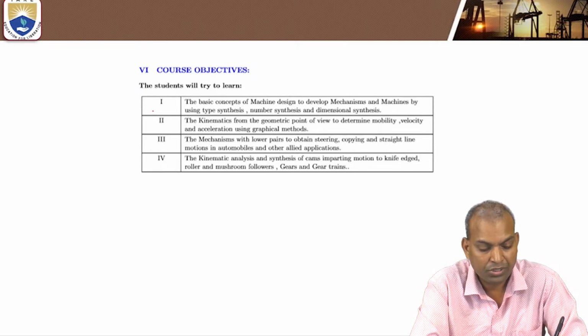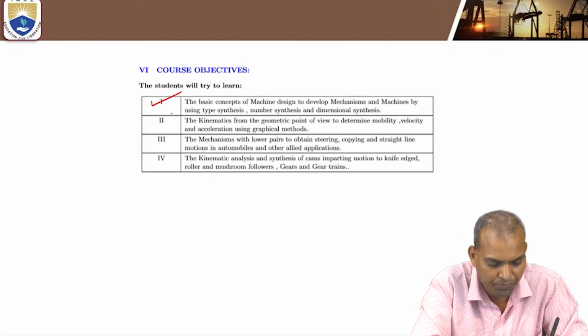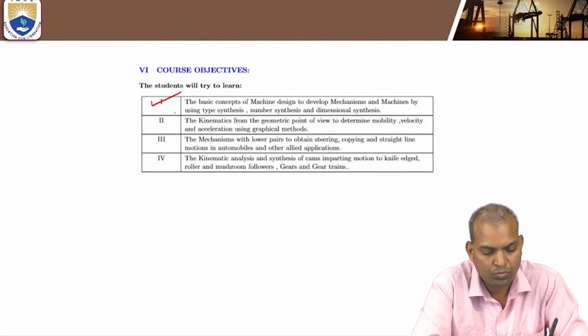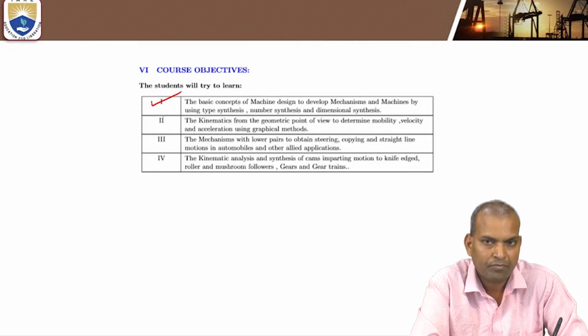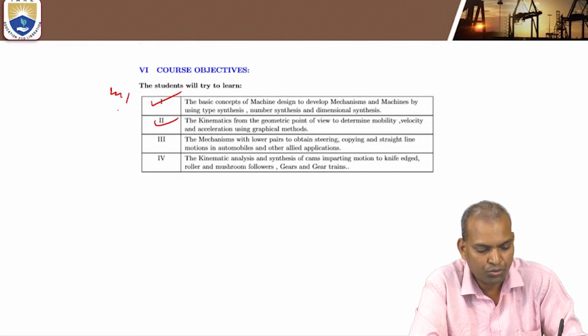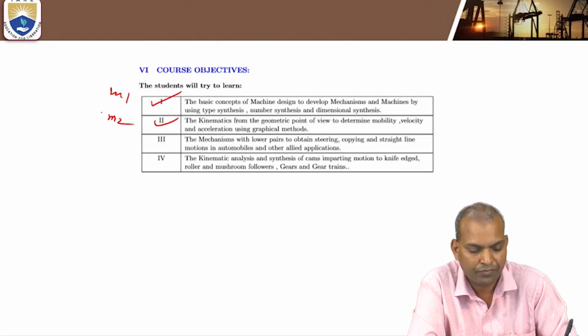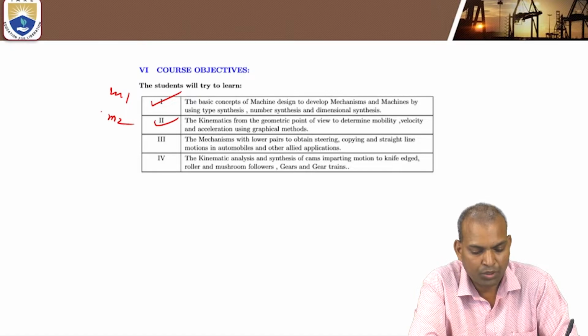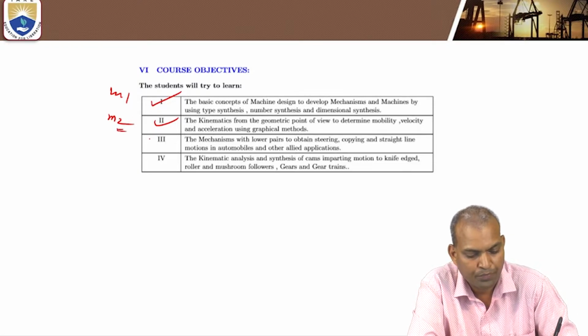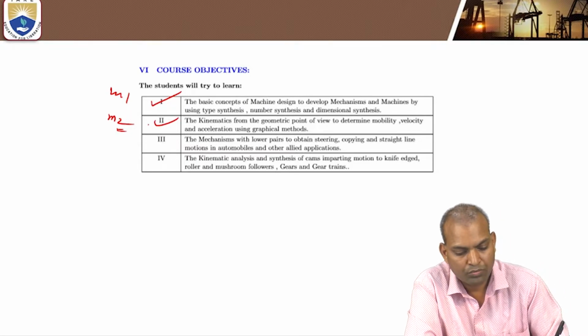The first objective is related to the basic concepts of machine design, to develop mechanisms and machines by using type synthesis, number synthesis and dimensional synthesis. This is related to module 1. The second objective is the kinematics from the geometric point of view, to determine the mobility, that is the degree of freedom, velocity and acceleration using graphical methods. This is module 2. The third one is related to module 3.